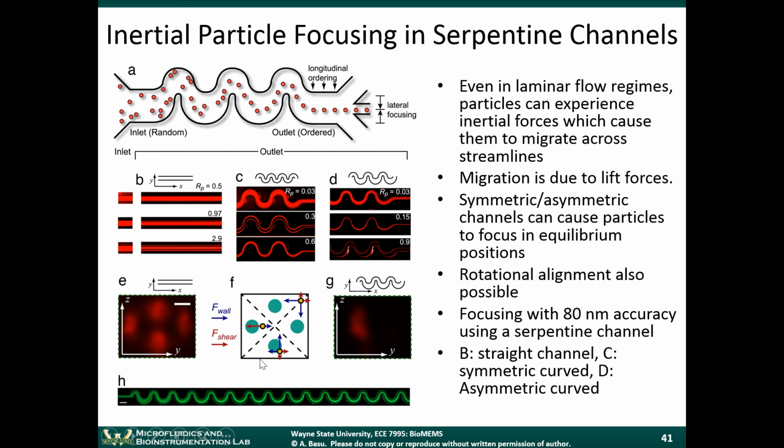This graph here shows that the particles are initially unfocused, but the more serpentine sections that it goes through, the more and more focused it becomes. Presumably this is because in these serpentine channels the particles are being forced to turn direction, so there are inertial forces involved whenever there's a turn in the channel.